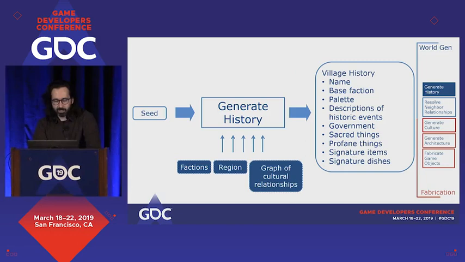At the bottom here, we have what we call our design inputs. These are static, pre-baked inputs that come in during the design phase. There are things like factions. We have a bunch of factions in Caves of Qud. They're all static and handwritten. We add them at compile time. They're the same from game to game. We have the map of regions that can exist in every game. We have this graph of cultural relationships. These are all the design time inputs.